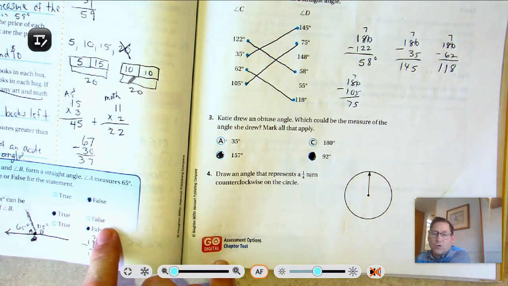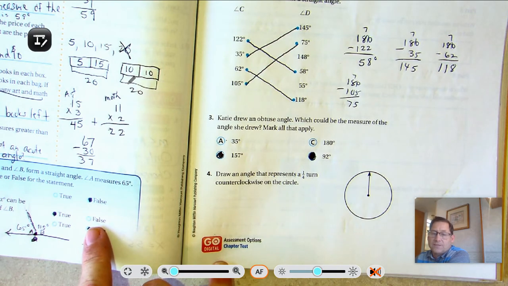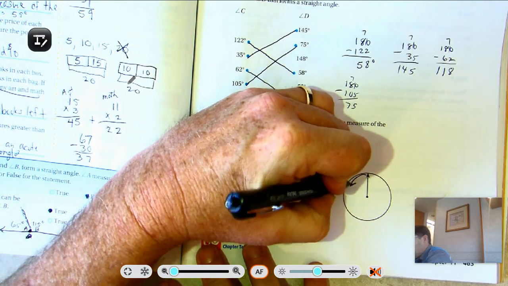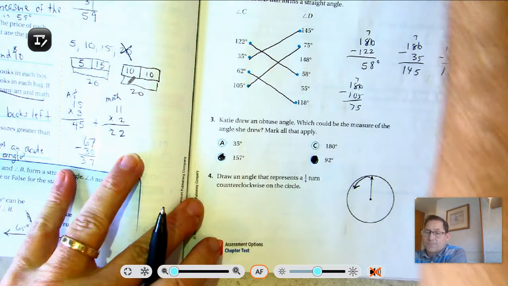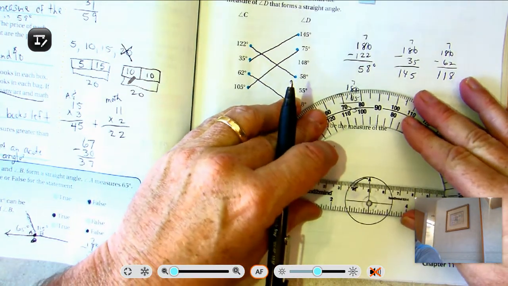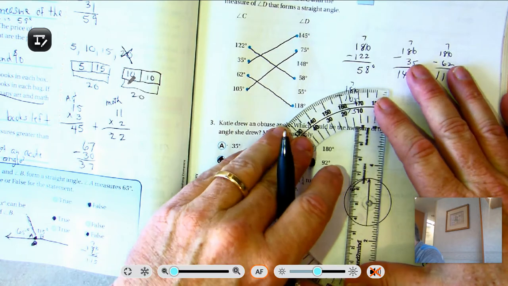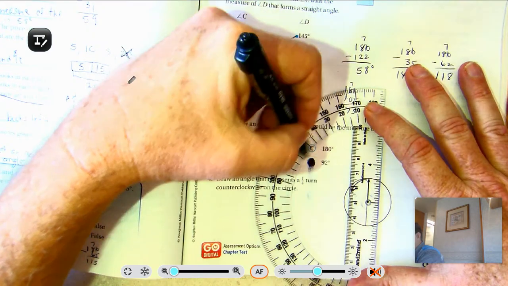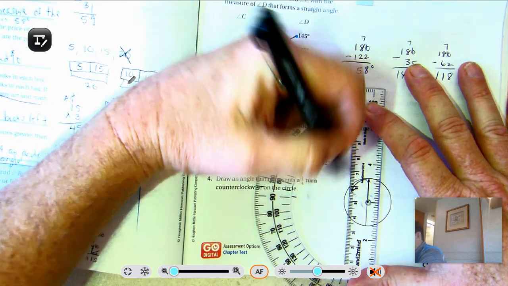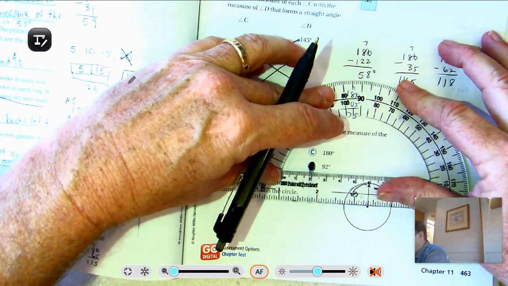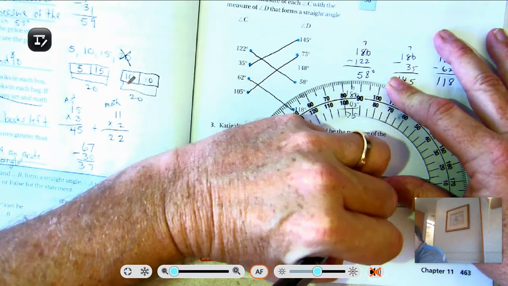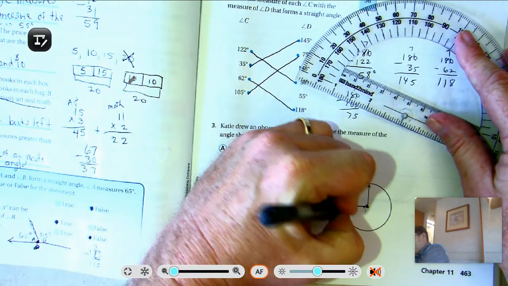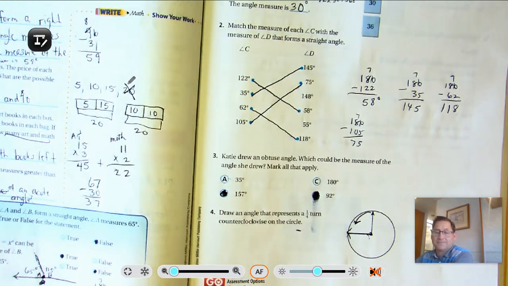Draw an angle that represents a quarter turn counterclockwise on the circle. Okay, so the first thing we need to know is that the angle is going to open that way. That's counterclockwise. So let's set it at 0, and then find 90 degrees. You're right there. All right, so that's 90 degrees.